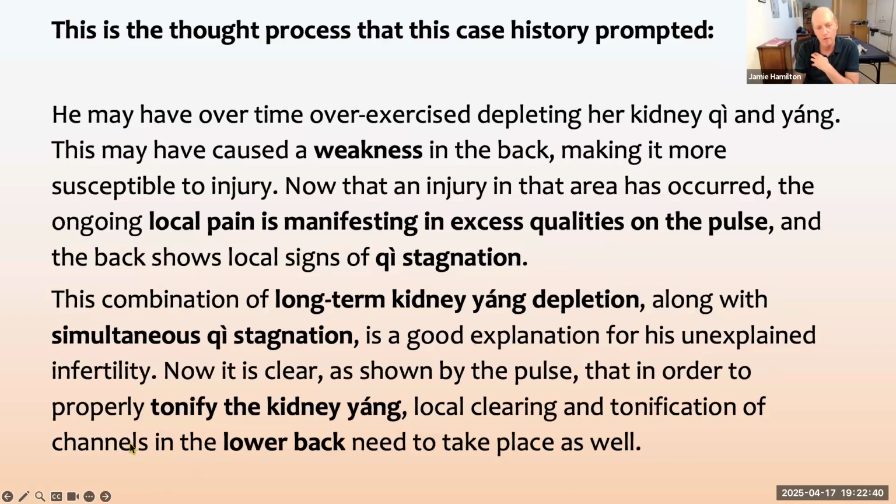The thought that was going on here was that over time he overexercised, depleting kidney qi and yang, and this made him have a weakness in the back, more susceptible to injury. And then when that injury has occurred, there's local pain with excess qualities on the pulse in the third position. The back is tender. So my take on this was it's a combination of long-term kidney yang depletion with simultaneous qi stagnation.